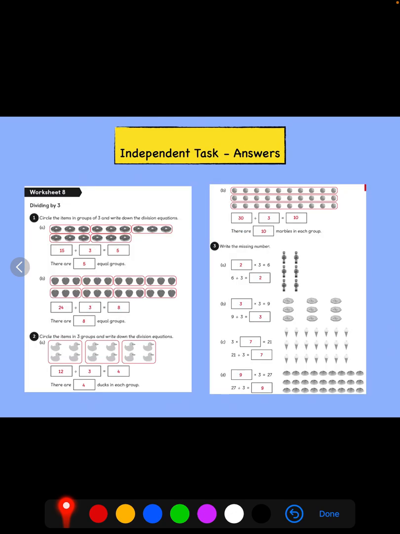Here are the answers for you to self-assess when you're finished.